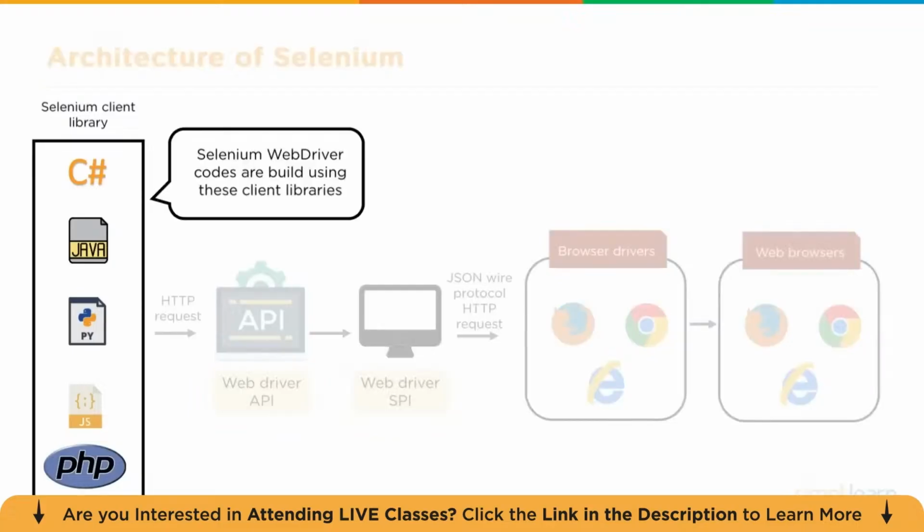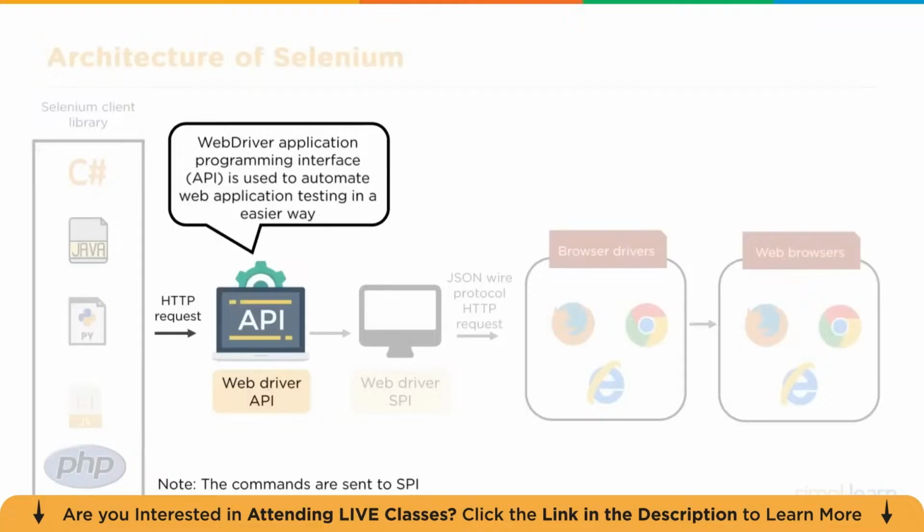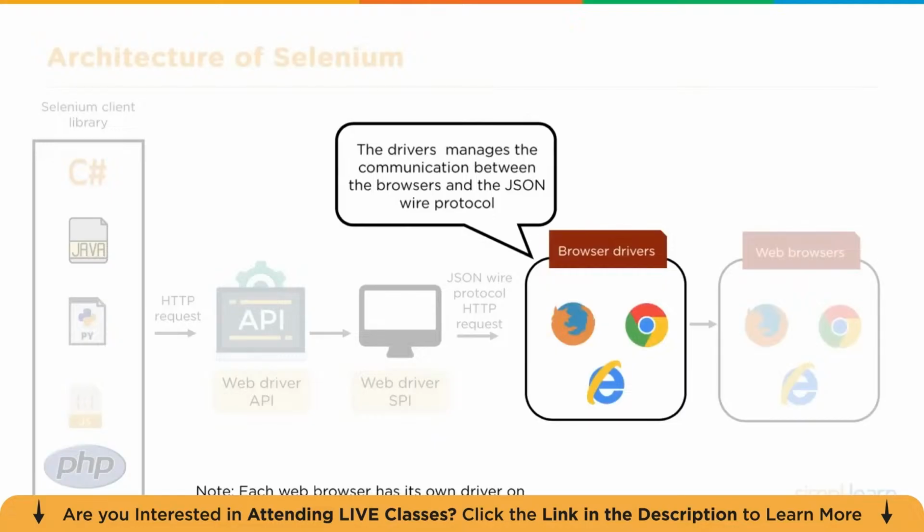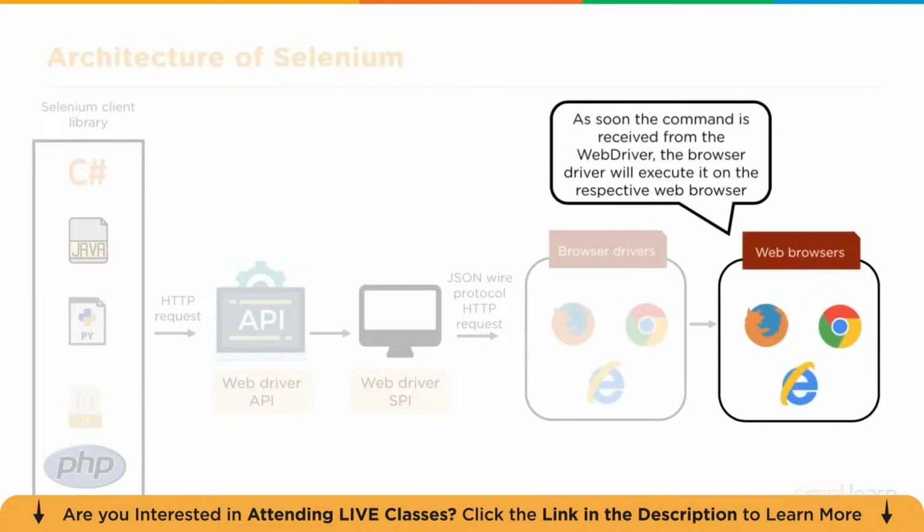So to focus, the Selenium WebDriver codes are being used to build out the client libraries that allow you to build solutions across multiple web application environments. The WebDriver application interface is used to integrate with the application to make it easy for testing. The WebDriver service provides an immutable stateless environment that makes it very easy for you to use protocols such as JSON to wire up your test environment. The driver manages the communication between the browsers and the wire protocol that's used for JSON within the web browser itself, and then the actual commands are run through the web browser for you to get your results.